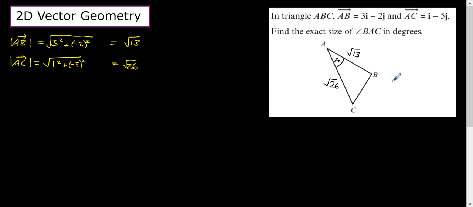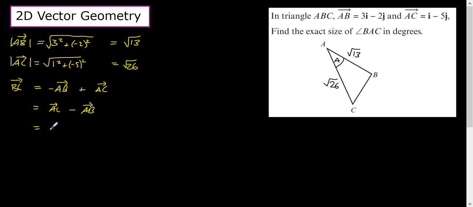So to use the cosine rule, we need to know the side BC because we need three sides. In order to find out what BC is, we'll work backwards. So we'll go from B to A. So we've got minus AB plus AC, which we're already good at and practiced that. We've got AC minus AB. It's like saying the second minus the first.